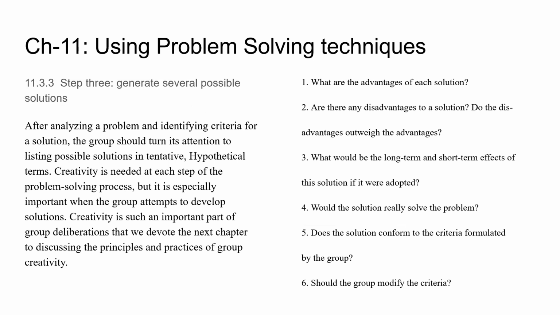11.33. Let's generate several possible solutions. After analyzing a problem and identifying criteria for a solution, the group should turn its attention to listing possible solutions in tentative, hypothetical terms. Creativity is needed at each step of the problem-solving process, but it is especially important when group members develop solutions. Creativity is such an important part of group deliberations that we devote the next chapter to discussing the principles and practices of group creativity.